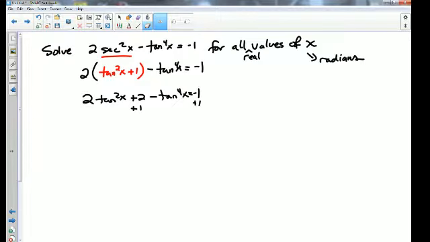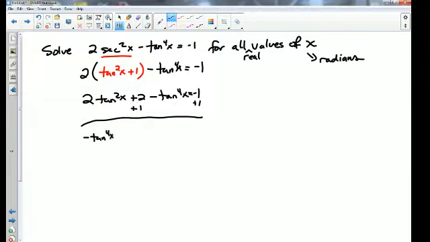And I'm going to rewrite this. I like to do descending order. So negative tan fourth plus 2 tan squared plus 3 equals 0. Oh, wow. We can do this.